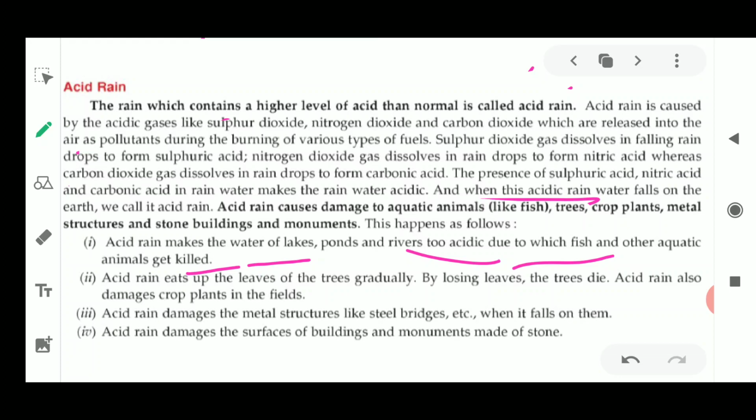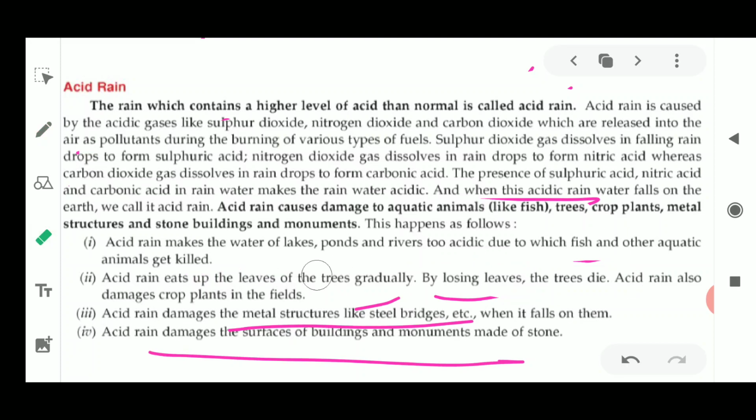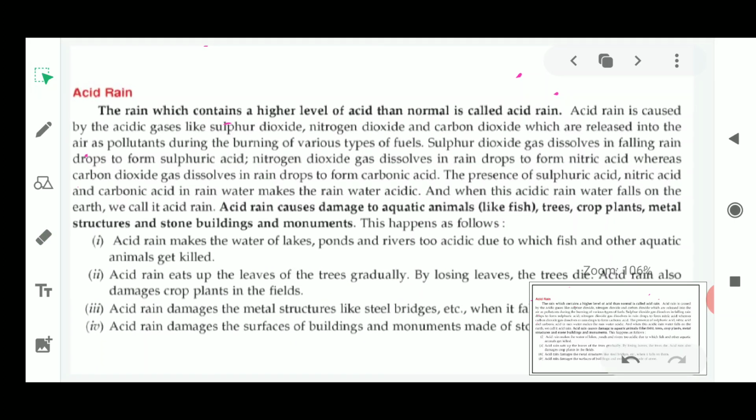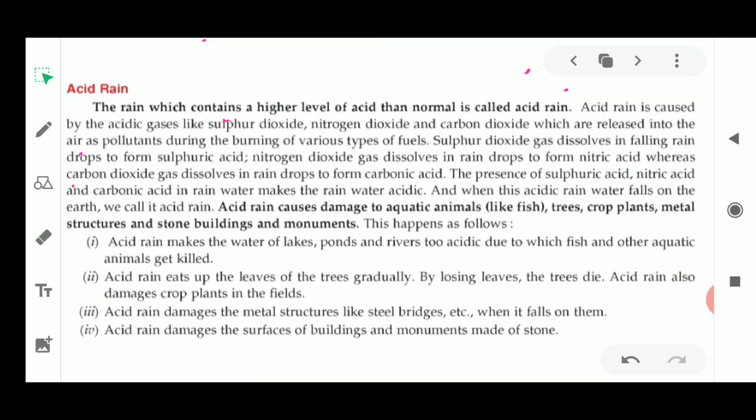Next, acid rain eats up the leaves of trees gradually. Trees are going to lose their leaves, as the leaves are corroded away because of the damage caused by the acid which is falling in the form of rain. It is going to damage metals like steel bridges whenever it falls on them. It is also damaging the structure of buildings and monuments. So this is how acid reacts with different objects in the form of acid rain, and it causes harmful effects on the earth's surface.